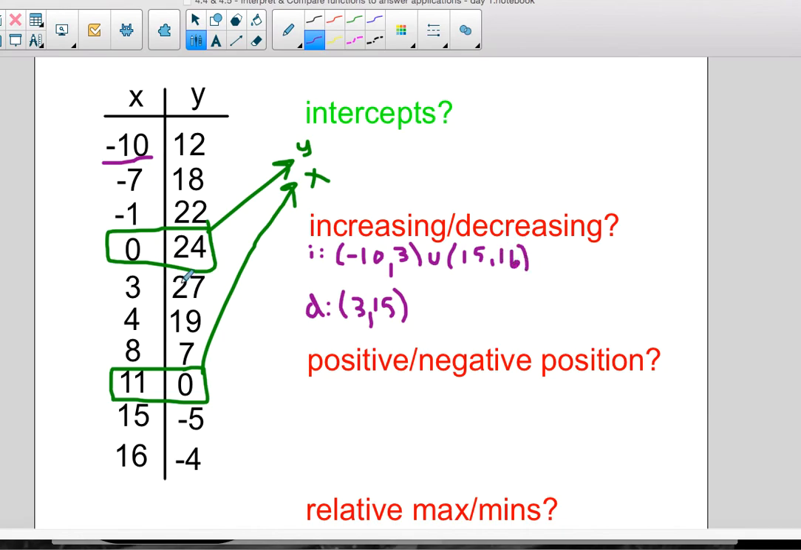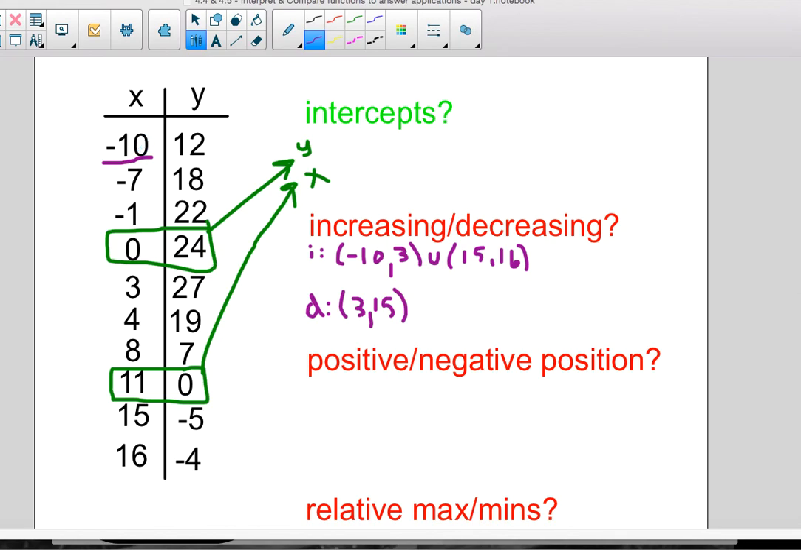Now again, could it be maybe increasing between 0 and 3? I mean, it goes from 24 to 27. Yeah, that's why we're a little restricted with tables. But based on this, that's what I can see. And I've never put any infinities here with tables because I don't have anything bigger than 16 or less than negative 10. I'm restricted to what I see.